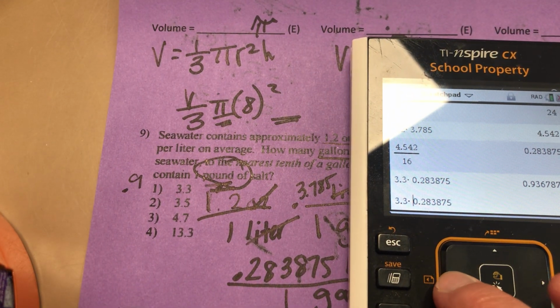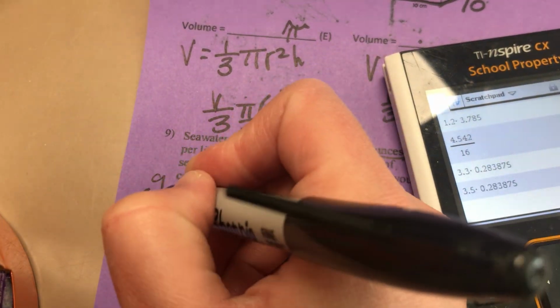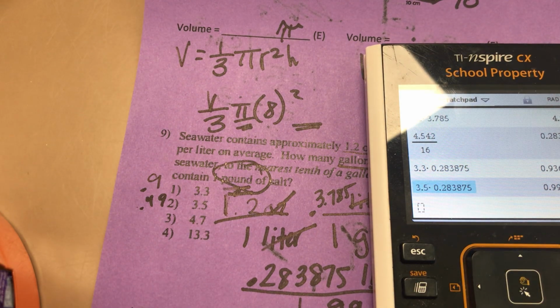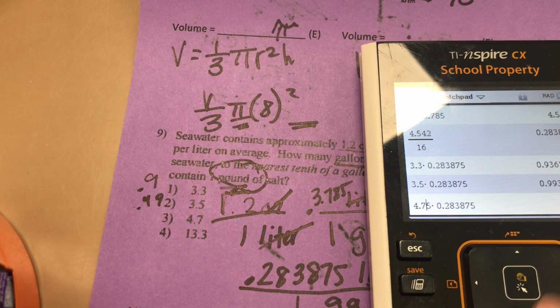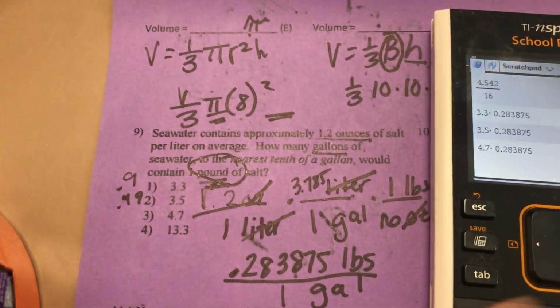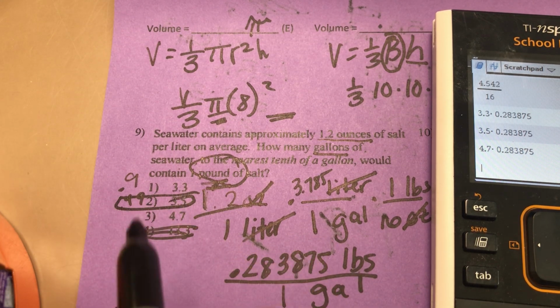I'll change that to 3.5 now. Ooh, and I get 0.99, so I'm even closer to 1. If I change that to 4.7, I'm going to be way too high. Hopefully you'll realize that. And then same thing with 13.3 is definitely way too much. So that's why it's going to be choice 2 for this.